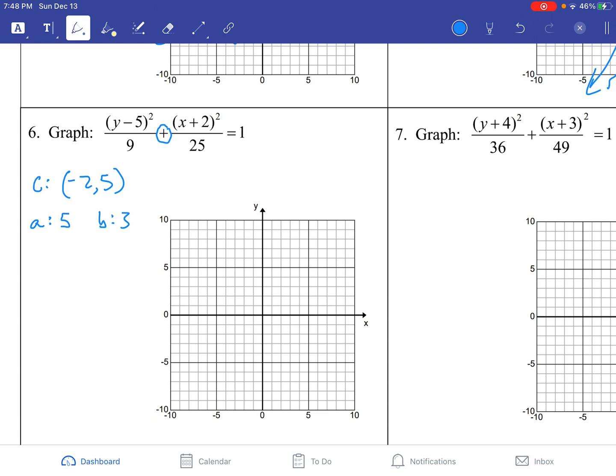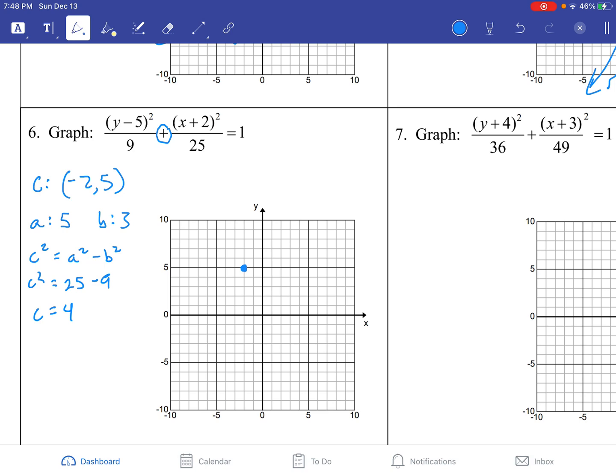All right. Because the 25 is under the x term, my graph is going to be horizontally orientated. My c value equation is going to be c squared equals a squared minus b squared in this case, unlike the hyperbola, which was plus. So I'm going to have 25 minus 9, which is 16. So c is going to equal 4. I can now make my equation.